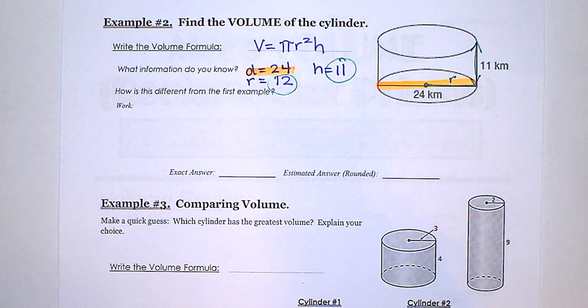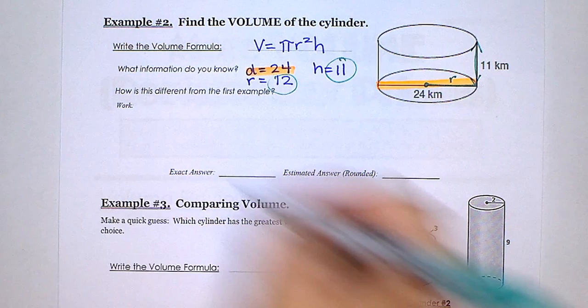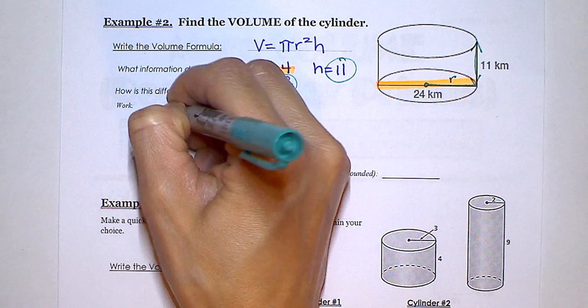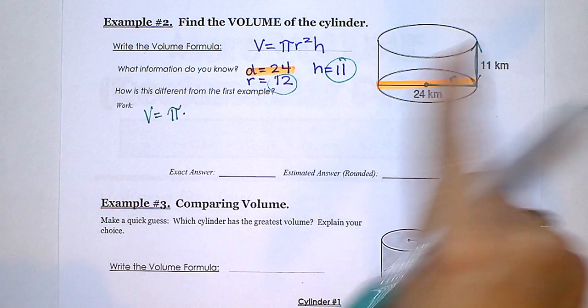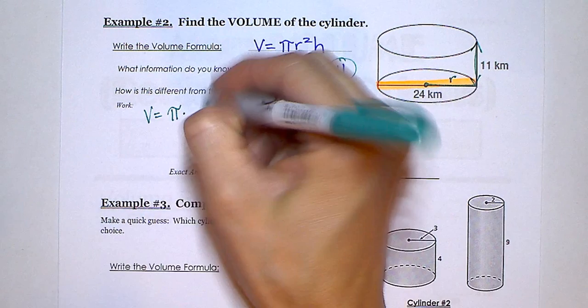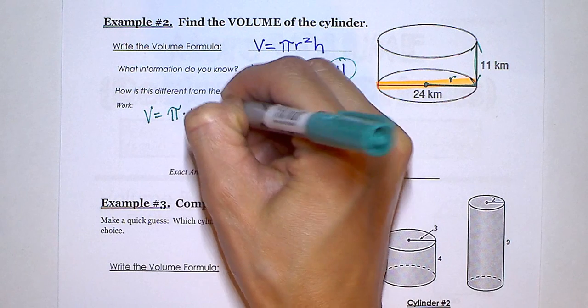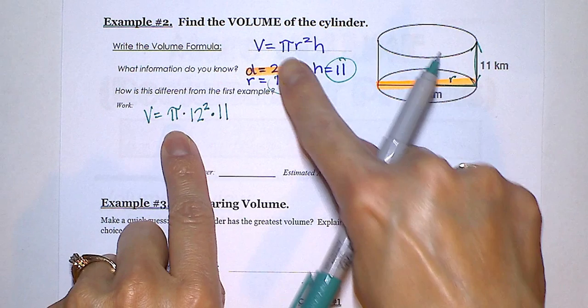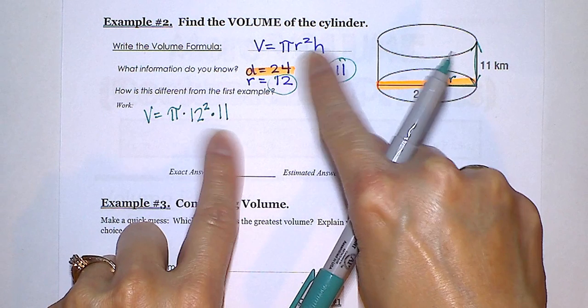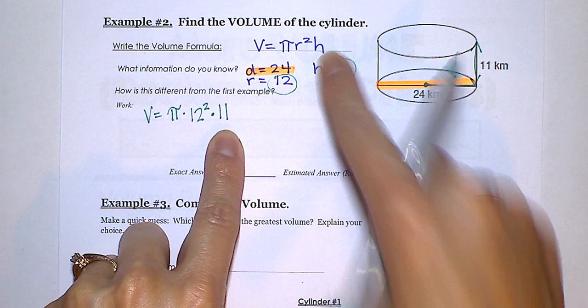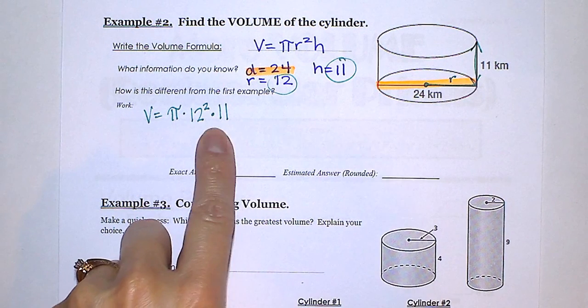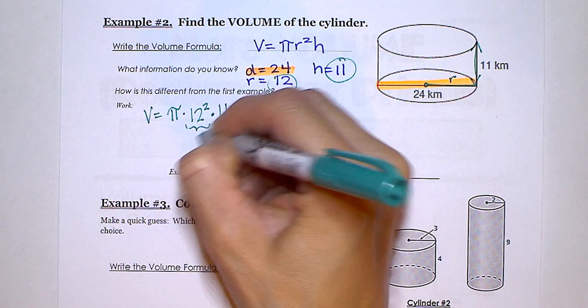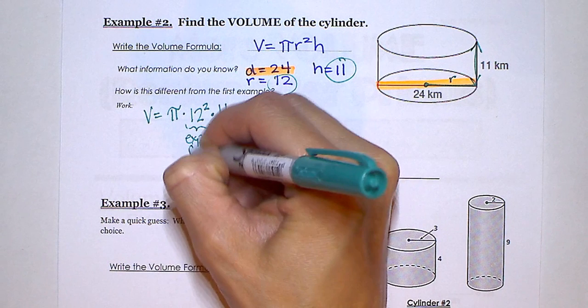So when I write that down here for showing my work, we're going to put V equals pi times, now use your radius, 12 squared times 11. So there's pi, there's the radius, there's the height. Okay, now we're going to go ahead and simplify this. Don't forget that exponent is first. So we're going to do 12 squared.